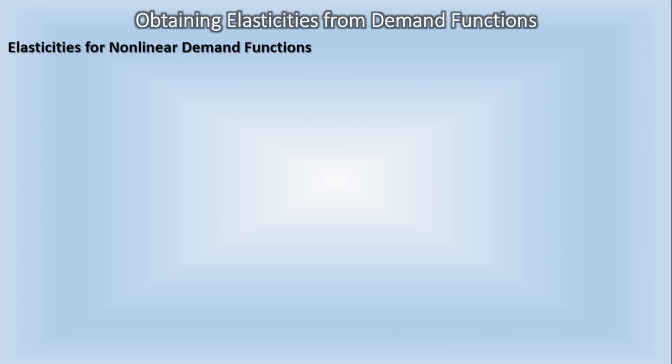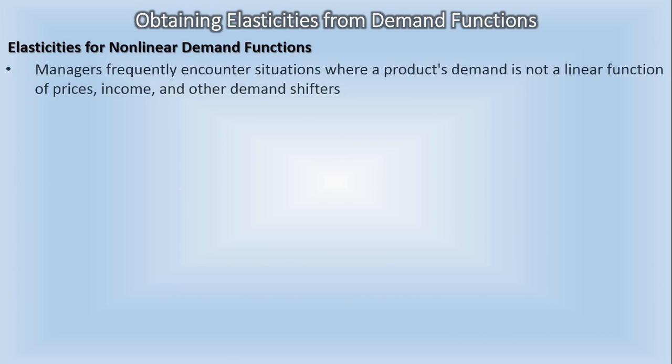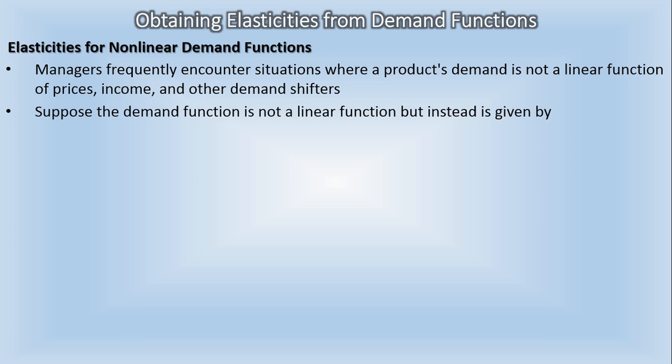All right, so that is for a linear demand function, but what if we don't have a linear demand function? Managers frequently encounter situations where a product's demand is not a linear function of prices, income, and other demand shifters. Suppose the demand function is not linear, but instead is given by this expression here, where you've got some constant, and then you've got the price of X raised to the marginal impact of the price of X on quantity demanded of X, which is beta X, times the price of Y raised to its marginal impact, beta Y. We're just using betas instead of alphas here to denote the fact that this is not a linear demand function, it's a non-linear demand function.